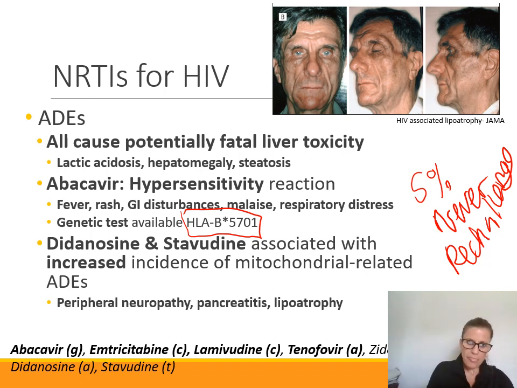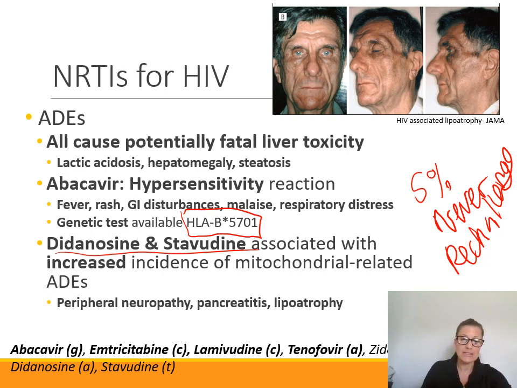Didanosine and stavudine are associated with increased incidence of the mitochondrial-related adverse drug effects. They have a higher affinity for the host's DNA polymerase than the other agents do. So they have worse adverse drug effects, and they're typically not used because of this. So didanosine and stavudine are at the bottom of the list because of these adverse drug effects.